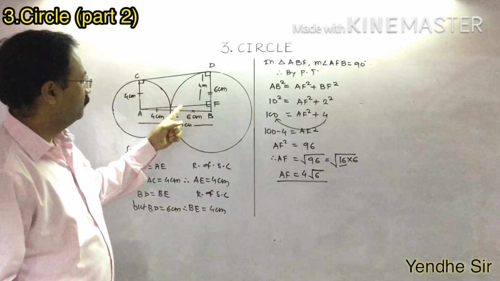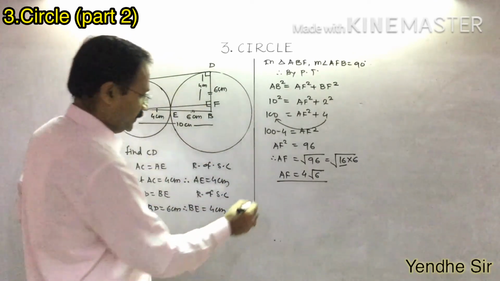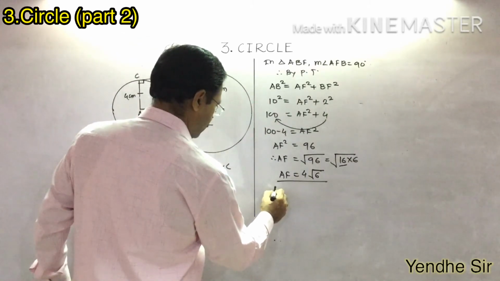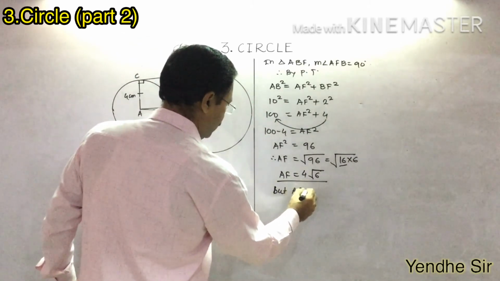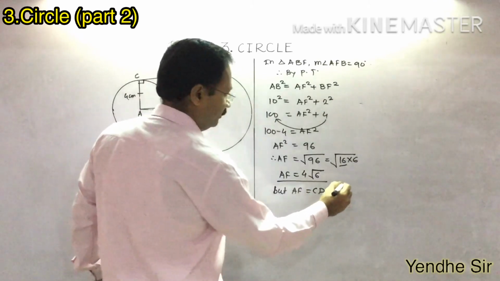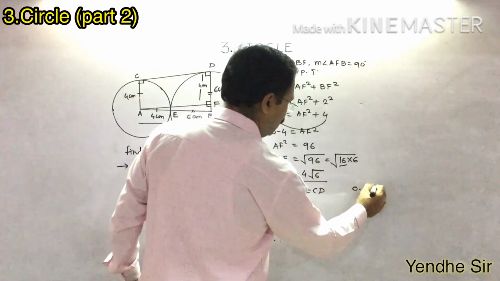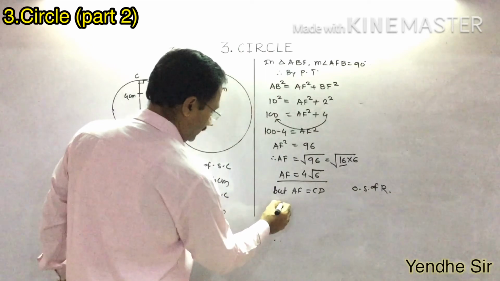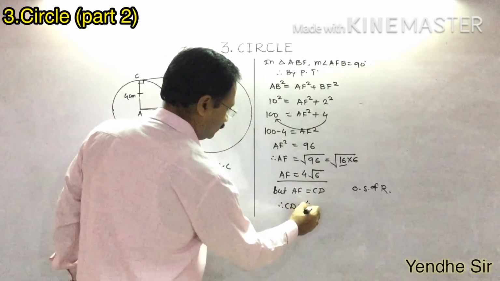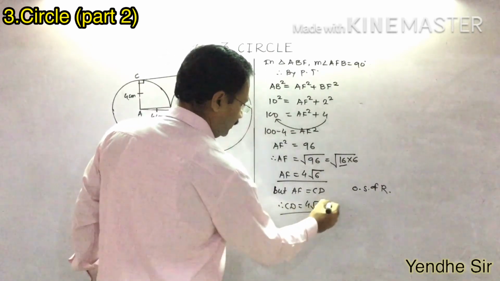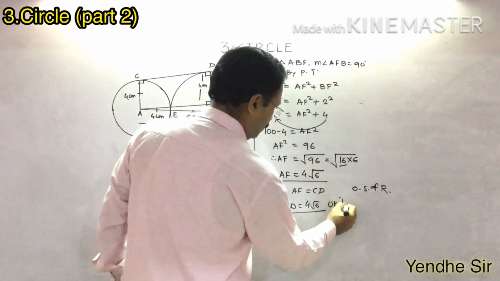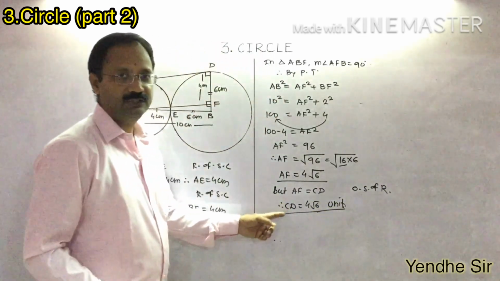Okay. Now we have to find out the CD. AF, but AF is equal to CD because opposite sides of rectangle, and therefore CD equals to 4 root 6. If it is not given in centimeter, you have to write the word unit.